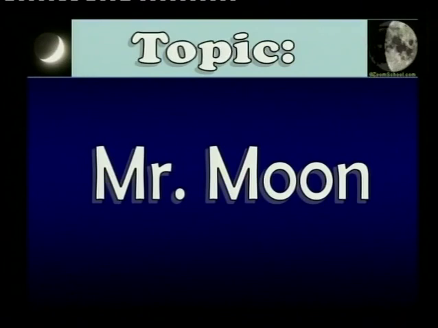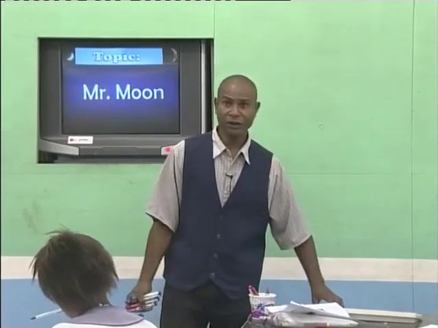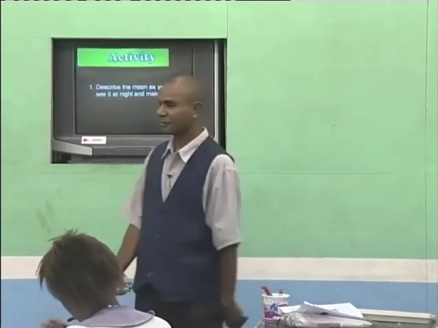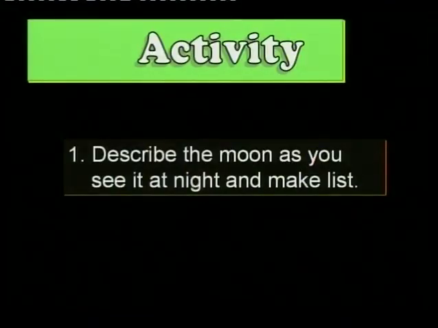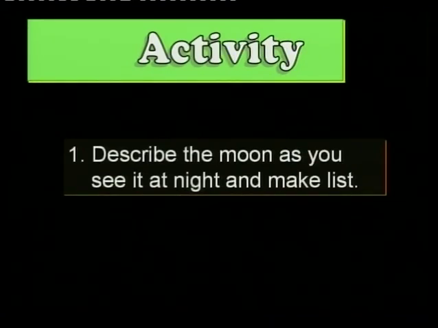The A3 paper that I've given you, or the blank sheets of paper, is for you to write down the following. So this is your activity question. Describe the moon as you see it at night and make a list of what you see of the moon. We've all seen the moon. Half moon, full moon, quarter moon.